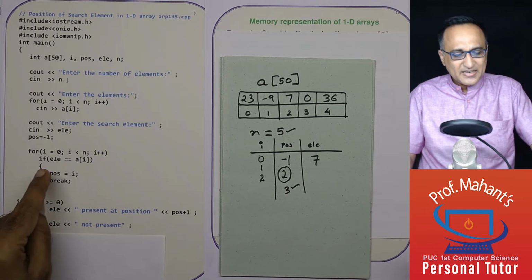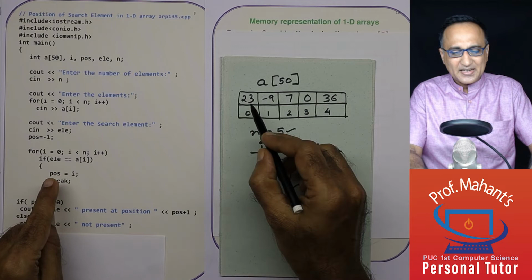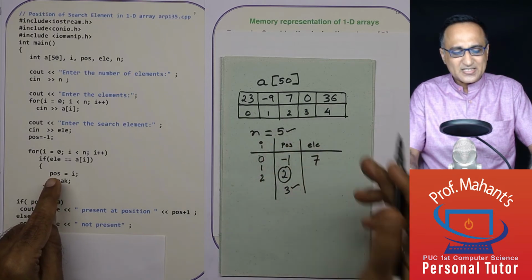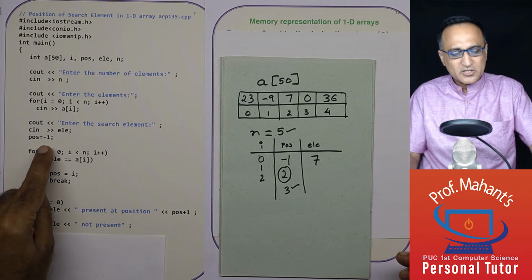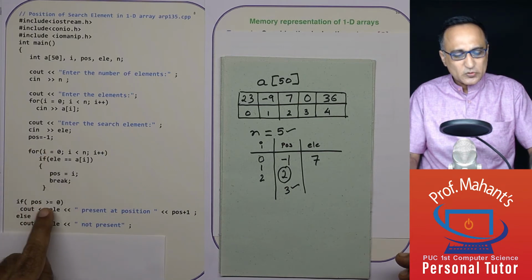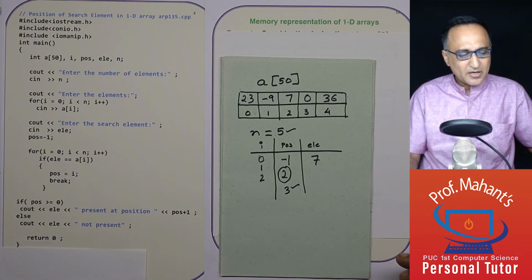What will happen is, it will go through this loop. It will check each element with 99. Since 99 does not exist, it will finish off the loop. The value of position will remain -1. This will be false. It will say element 99 not present, and then it will end the program.